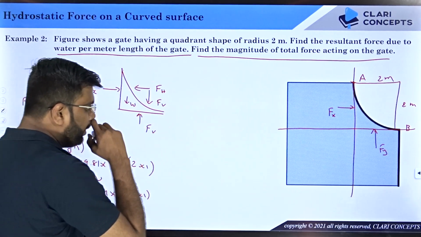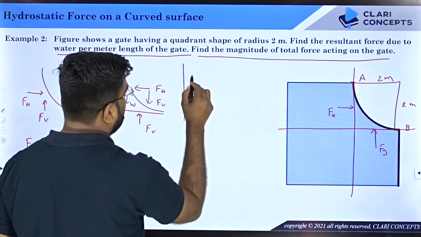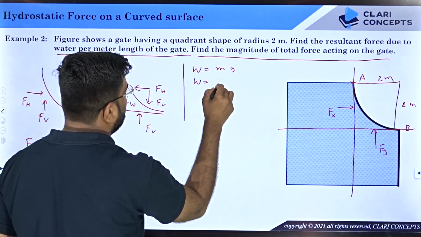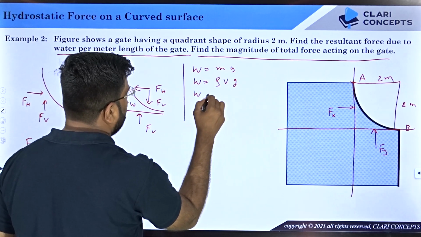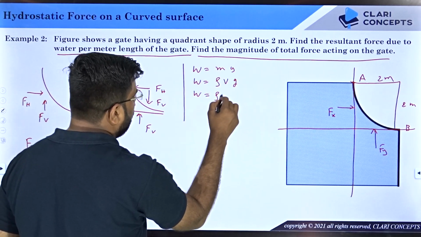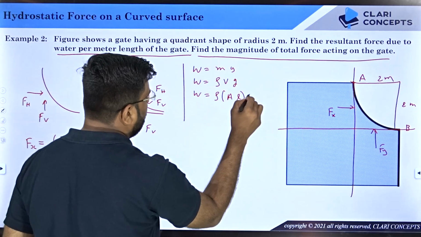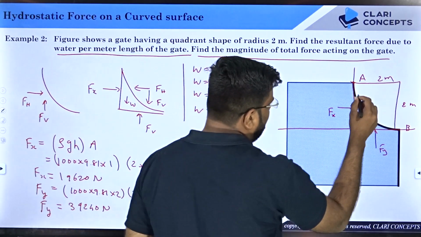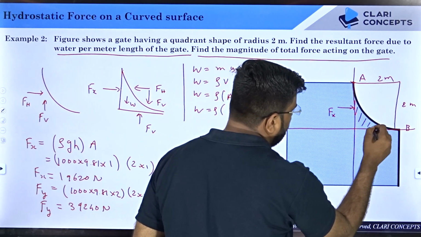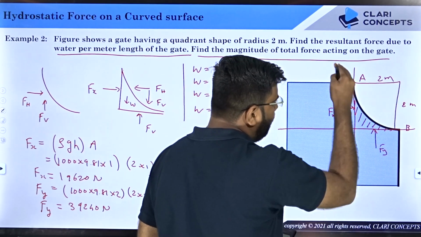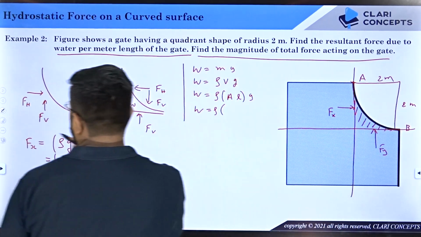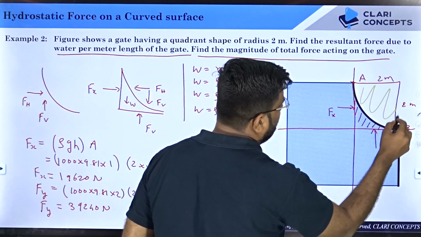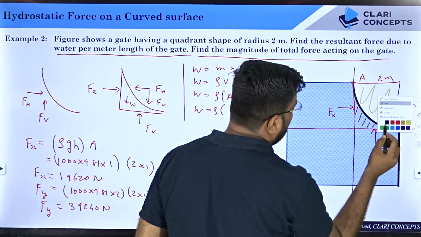Now the critical aspect is what? Weight. Weight will be equal to mass into g. Mass will be equal to density into volume. This weight will be equal to density, volume, which is cross-sectional area into perpendicular length, into g. What is area? This area I want to know. It is the square area minus this area. So if I deduct the area of this particular quadrant from a square area, I will get this area.